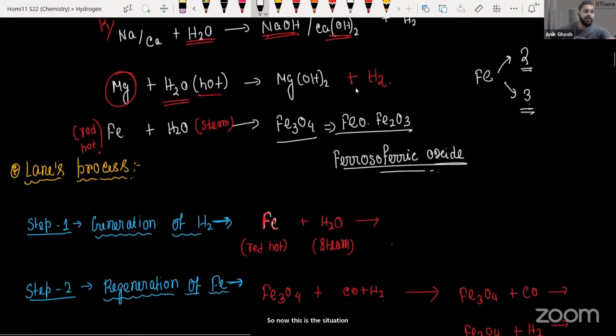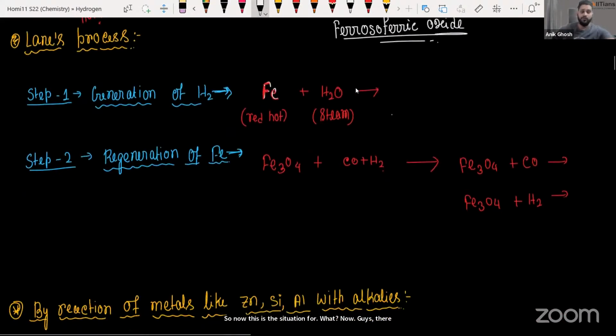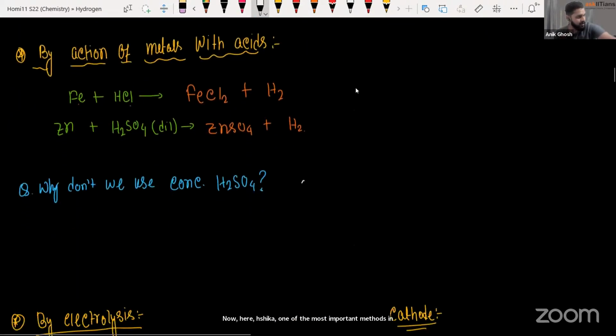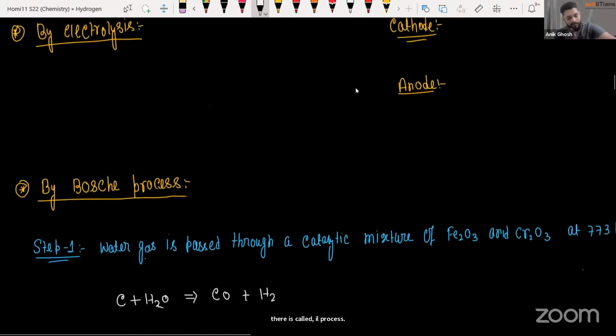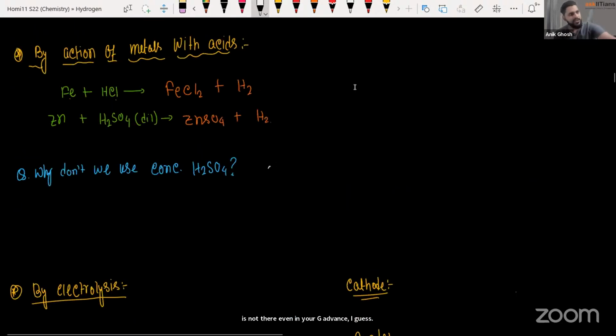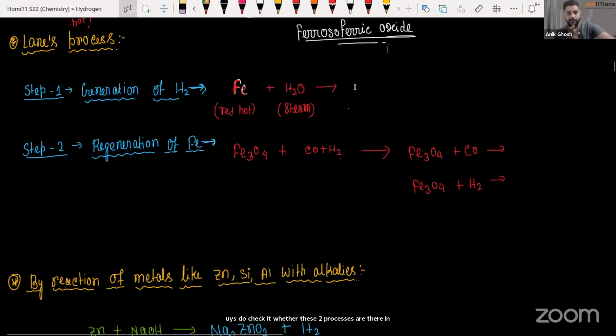Now, guys, there are some industrial methods through which we can also form hydrogen gas. One of the most important methods is called Lane's process. There is another one called Bosch process. I guess that is not there even in your JEE Advanced, I guess. No, the Bosch process is there in Advanced. Bosch and Lane. Guys, do check whether these two processes are there in NCERT or not. I don't really remember that. But questions have been coming from here.